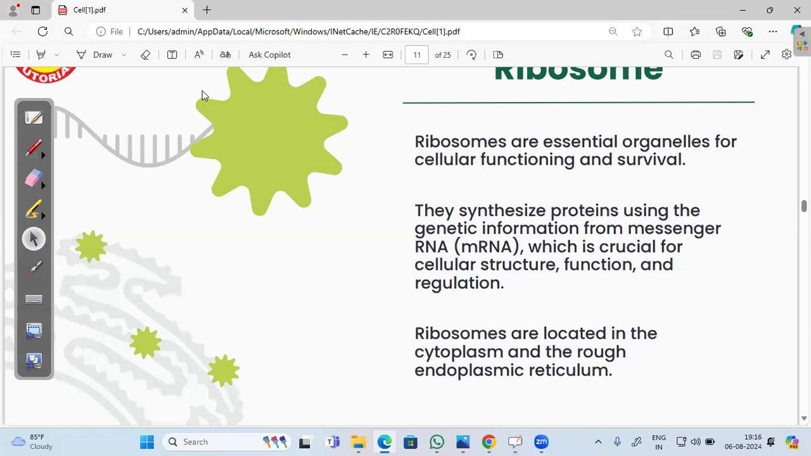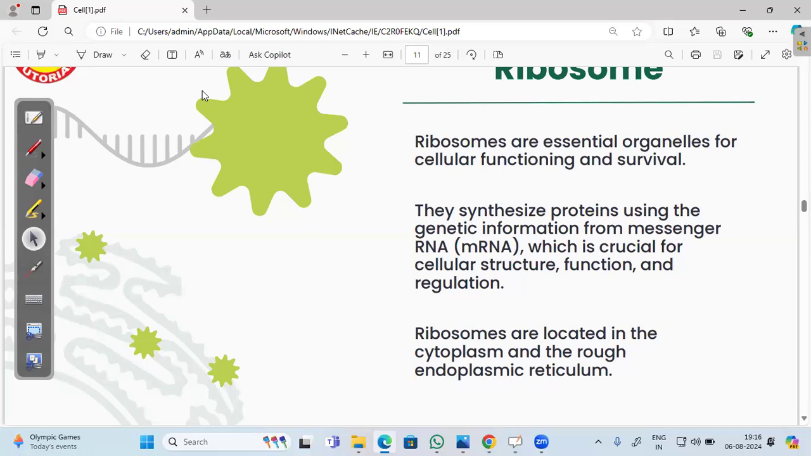What function is performed by the ribosomes? They are the organelles for protein synthesis. While synthesizing proteins, it requires the use of RNA, which we call mRNA and tRNA. mRNA means messenger RNA, and tRNA means transfer RNA. So they synthesize proteins using the genetic information from mRNA.